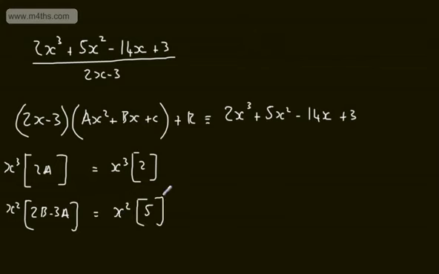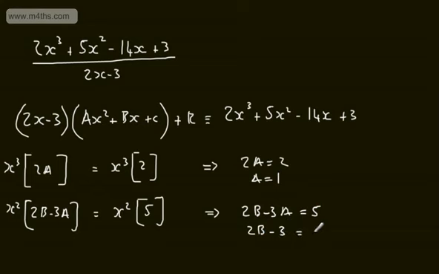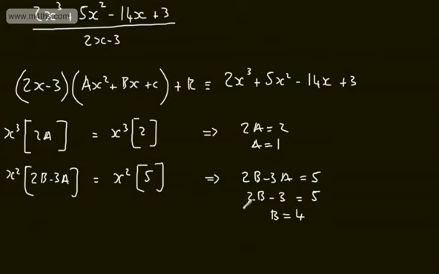Okay, so at this stage, we could go ahead and just say now that 2a is equal to 2, which means that a is going to be equal to 1. At this stage, we could say now that 2b minus 3a is equal to 5. We know that a is going to be equal to 1, so 2b minus 3 is equal to 5. 2b is equal to 8, so b would be equal to 4. So I've already found now a and b.